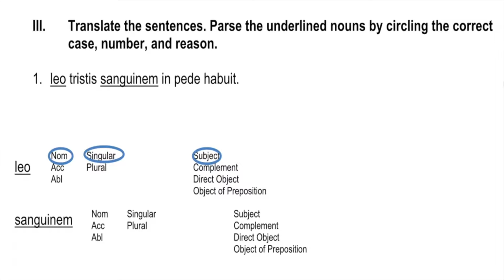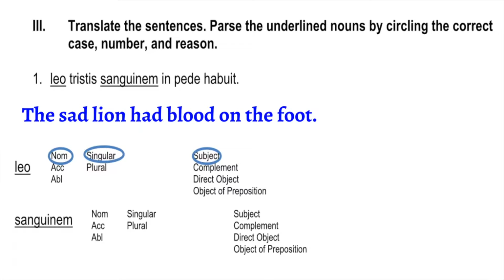Okay, so your first sentence was: Leo tristis sanguinem in pede habuit. My translation that I got was: the sad lion, so Leo tristis, had, habuit, blood, sanguinem, on the foot, in pede. So Leo, the parsing has been done for you already. So Leo is our nominative. It's a singular nominative, and it's the subject of the sentence. So the lion is the one whose blood is on the foot. So the lion is our subject. The sentence is about the lion.